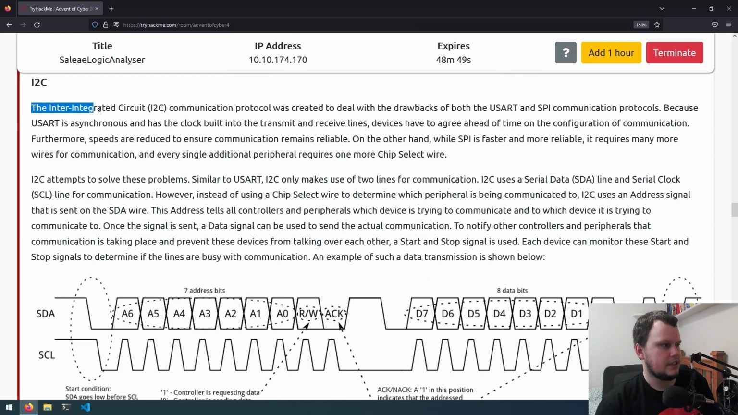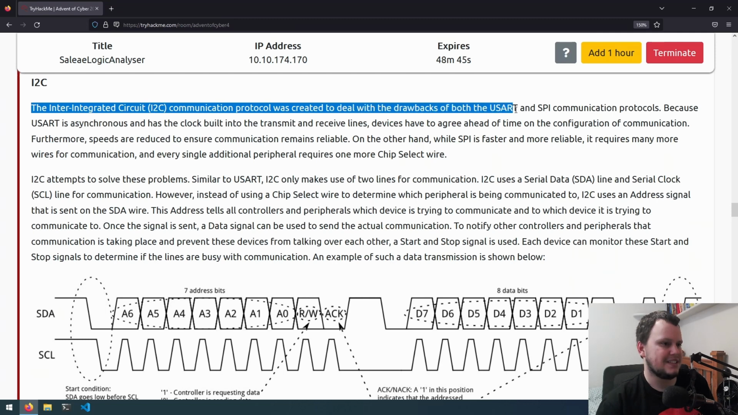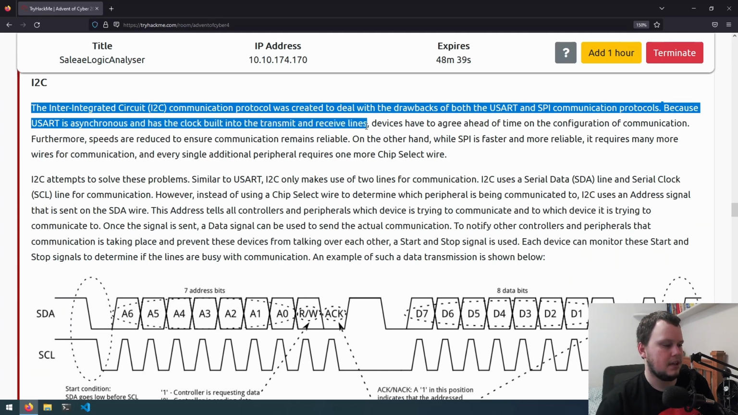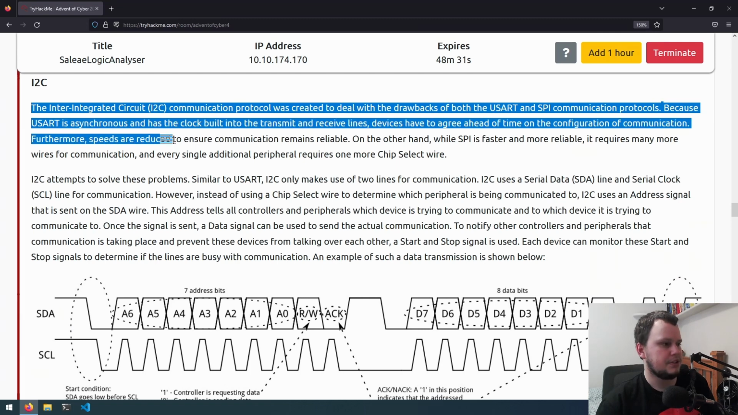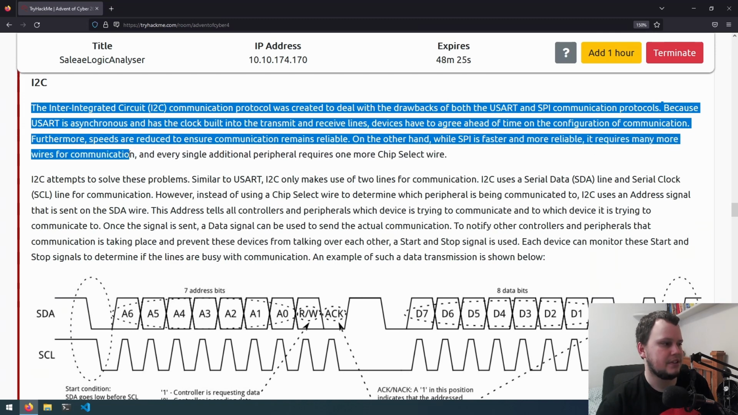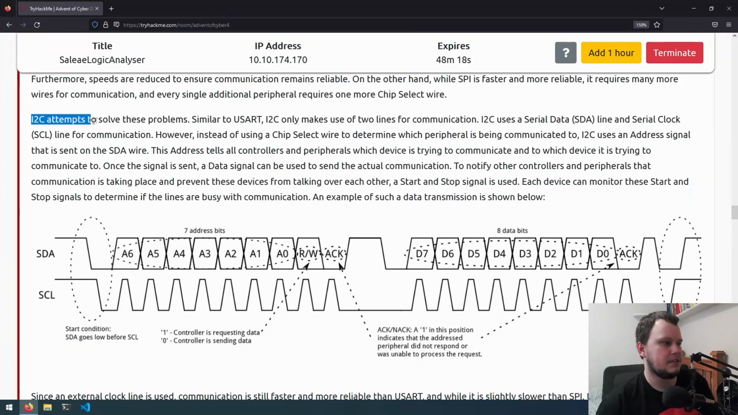I2C, the Inter-Integrated Circuit communication protocol, was created to deal with the drawbacks of both USART and SPI communication protocols. Because USART is asynchronous and has the clock built into the transmit and receive lines, devices have to agree ahead of time on the configuration of the communication. Furthermore, speeds are reduced to ensure communication remains reliable. On the other hand, while SPI is faster and more reliable, it requires many more wires for communication, and every single additional peripheral requires one more chip select wire. I2C attempts to solve these problems.